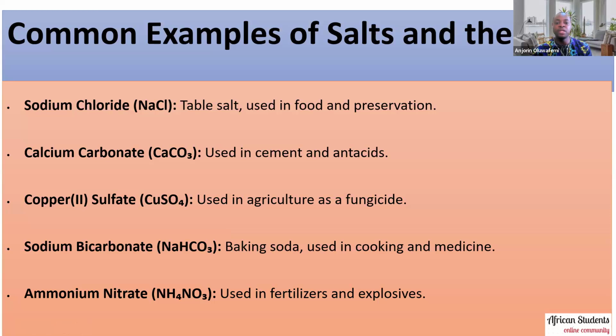And we have calcium carbonate, which is used in cement and chalk. Then we have copper(II) sulfate, used in agriculture as a fungicide, and sodium bicarbonate, baking soda, used in cooking and medicine. Then we have ammonium nitrate, which is used in fertilizers and explosives.